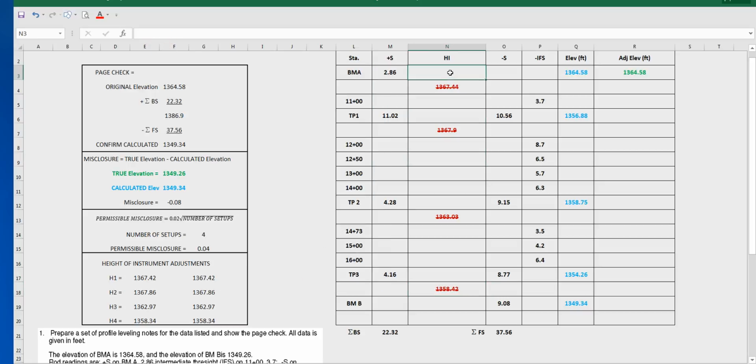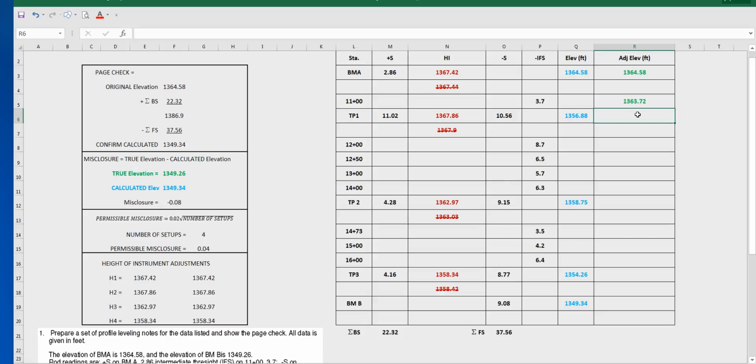All right, so now my new HIs are 1367.42, 1367.86, 1362.97, 1358.34, and we're going to use those to get adjusted elevations. So on this one, we're going to go equals 1367.42 minus the IFS of 3.7. So the elevation at that station is 1363.72.